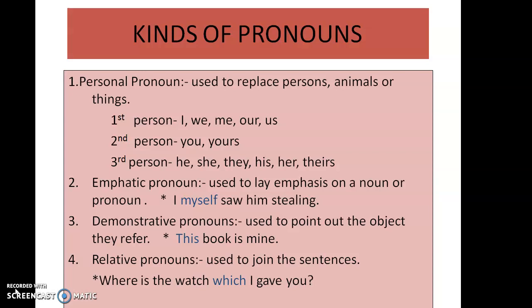Number 2, emphatic pronouns. It is used to lay emphasis on a noun or a pronoun. किसी noun या pronoun पे emphasis करने के लिए, उस पे ज़्यादा जोर डालने के लिए हम use करते हैं emphatic pronoun. Like I myself saw him stealing.